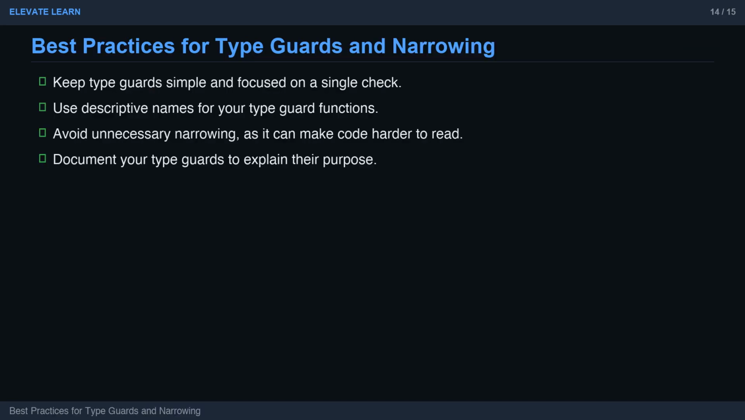Welcome to our best practices for using type guards and narrowing in TypeScript. First, keep your type guards simple by focusing on just one check at a time. This makes them easier to understand and maintain. Second, use descriptive names that clearly indicate what the function does. Avoid unnecessary narrowing as it can clutter your code and make it harder to read. Lastly, always document your type guards with clear explanations of their purpose. This keeps your team on the same page and makes your code more maintainable over time.